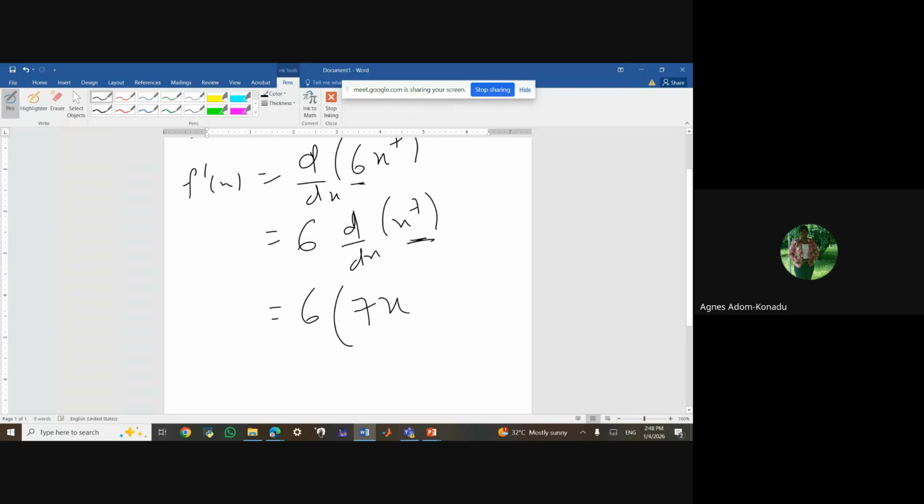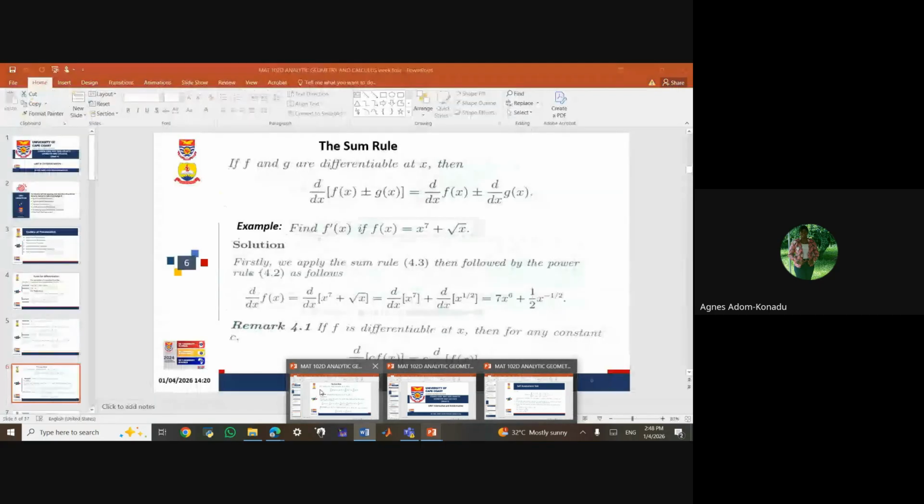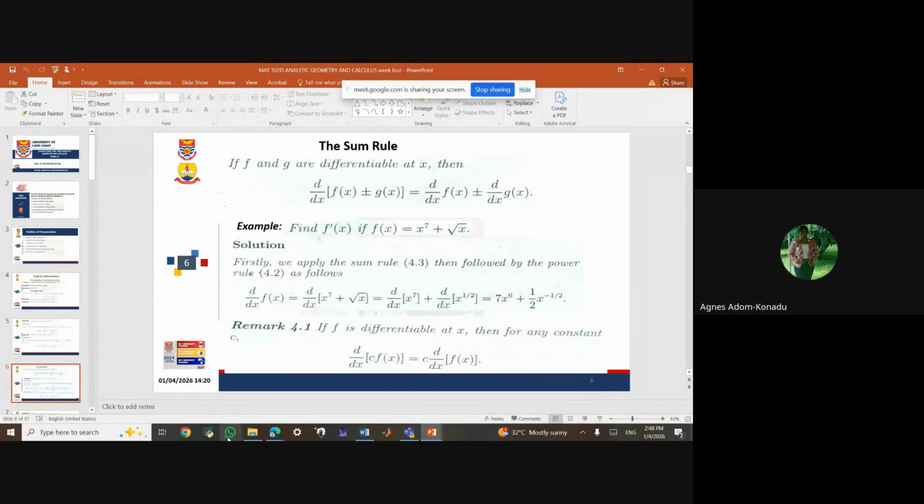Then x to the power 7 minus 1, which is 6. So you can multiply 6 by 7, and x to the power 6. So 42x to the power 6. So that's what you're going to get. So that's the meaning of this constant. Okay.